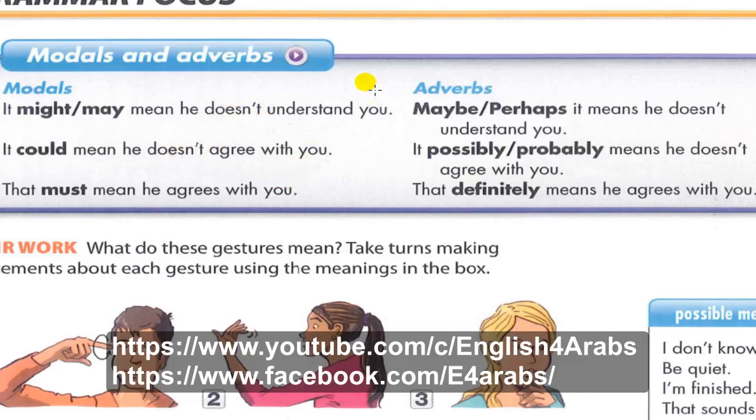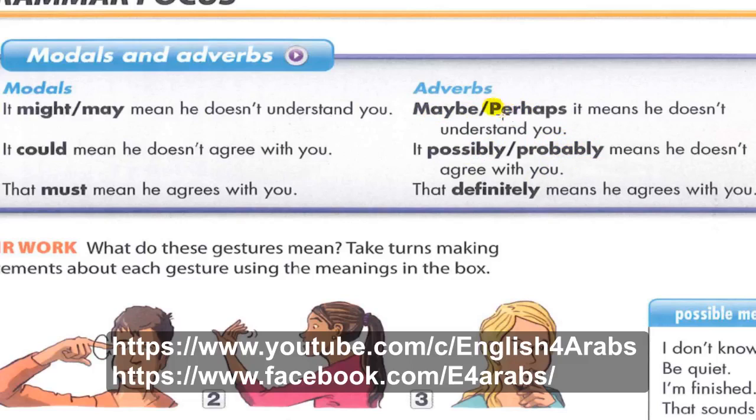Adverbs. Maybe it means he doesn't understand you. Perhaps it means he doesn't understand you. It possibly means he doesn't agree with you. It probably means he doesn't agree with you. That definitely means he agrees with you. Adverbs: maybe, perhaps, possibly, probably. Also say probably.